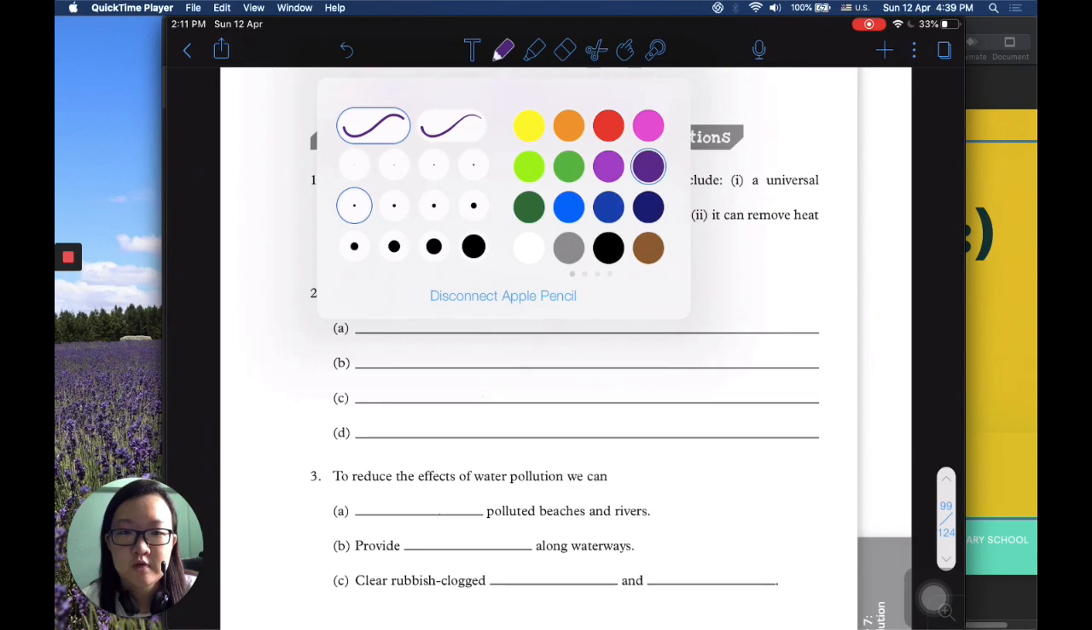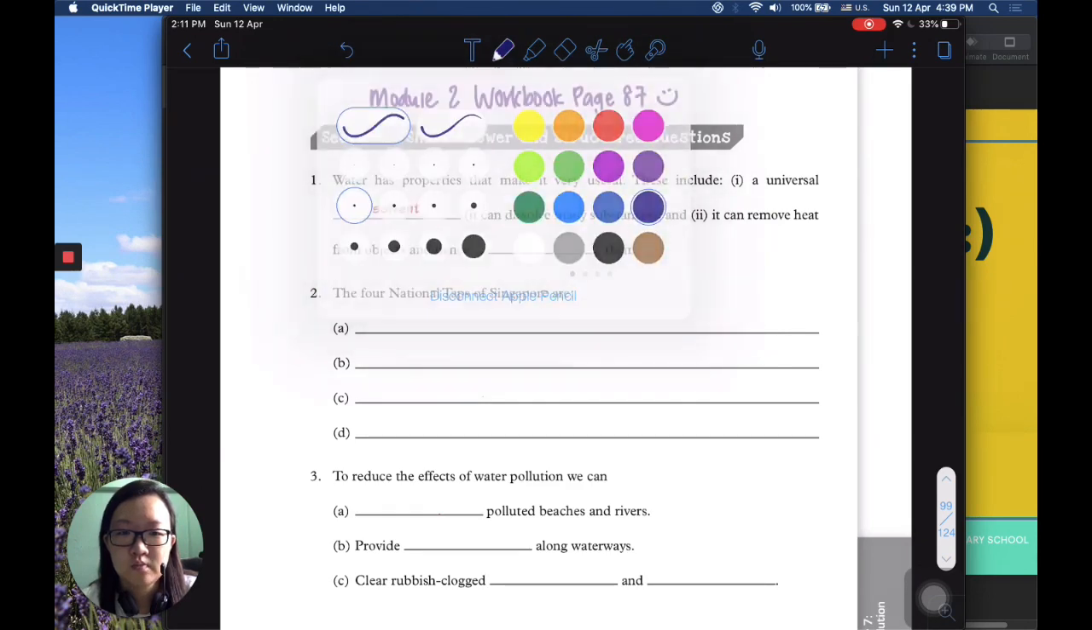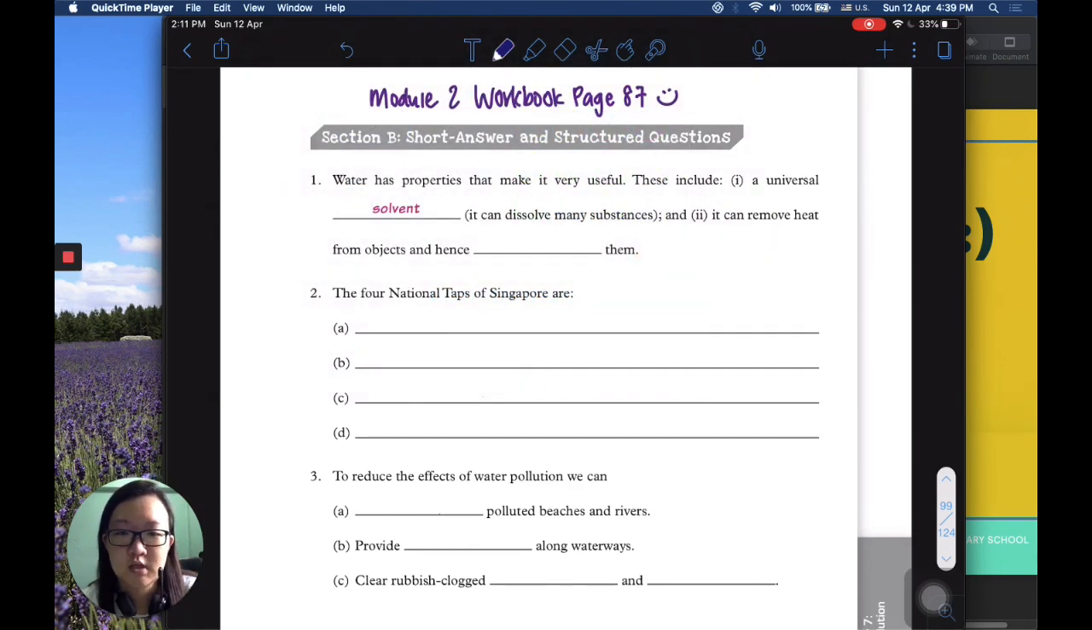So we have learned that water as a solvent means that it can dissolve many substances. And at this point in time, I just want to remind you of what we have learned in Chapter 6, where solution is basically equal to solute plus solvent. A simple equation to summarize what solutions are about. Next, water can also remove heat from objects to cool them.